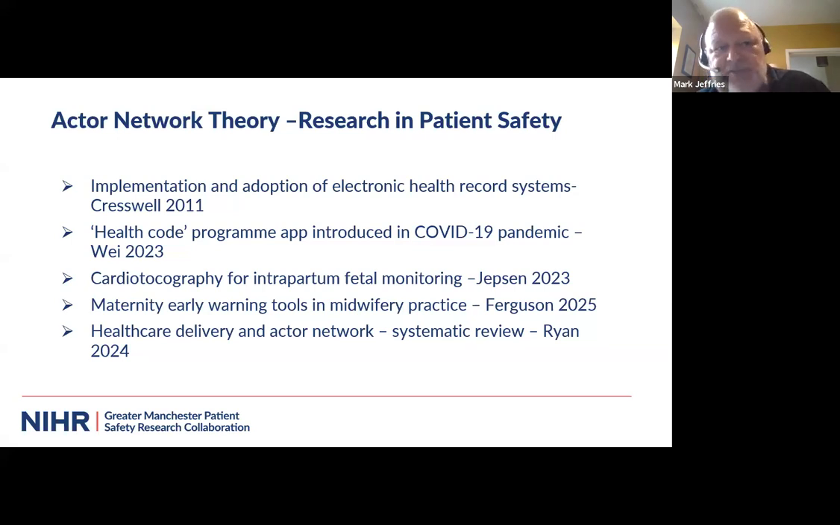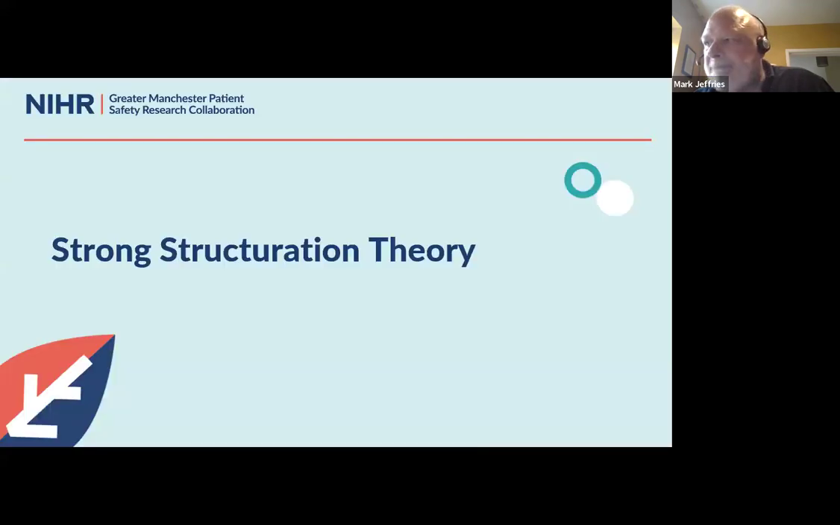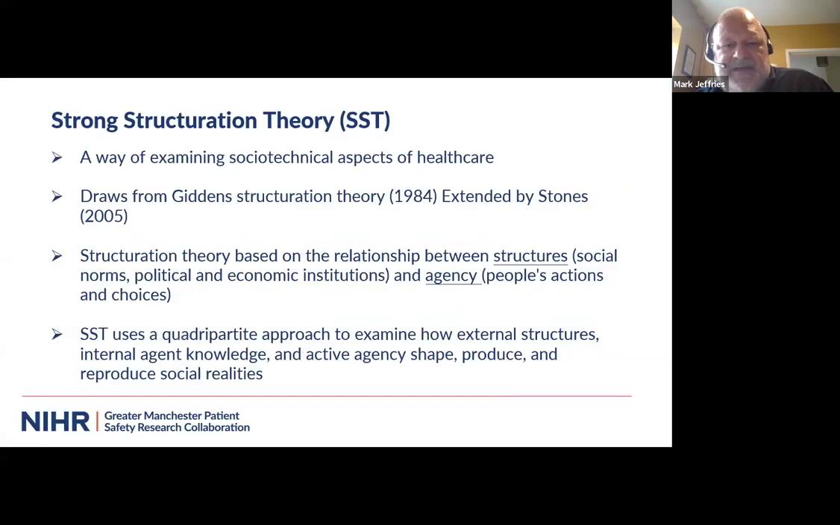It's not a neutral thing that's just being used by humans. And there are a few other things, and as I say, all of these are referenced right at the end as well. Can you move to the next slide, please, Sobia? I'm going to talk about strong structuration theory, which draws out of actor network theory and structuration theory. So if you move to the next slide, we can look at that.